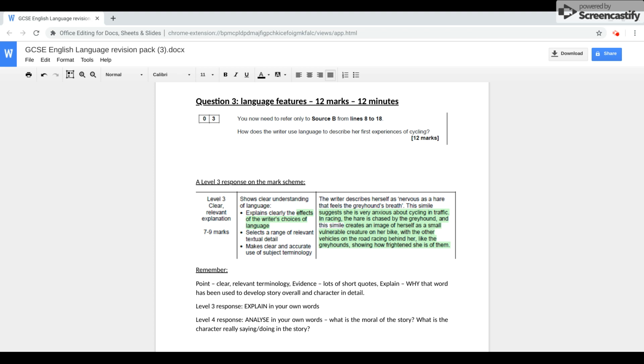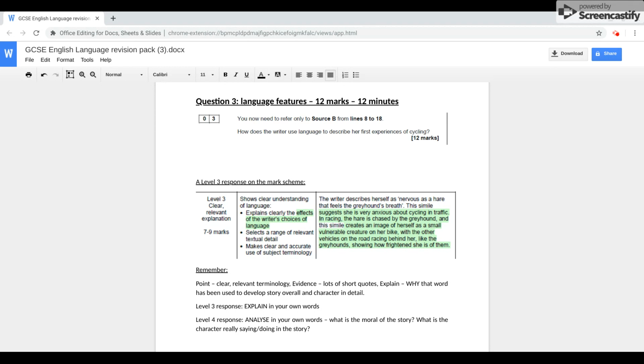This video will explore paper 2, question 3. This is your language features question. And this question, of course, has come up in paper 1 as question 2. So the skills basically to answer the question are exactly the same. The marks are different and the time that you spend on it are different. So in this one, it's 12 marks and 12 minutes. But the process, as I say, is the same.